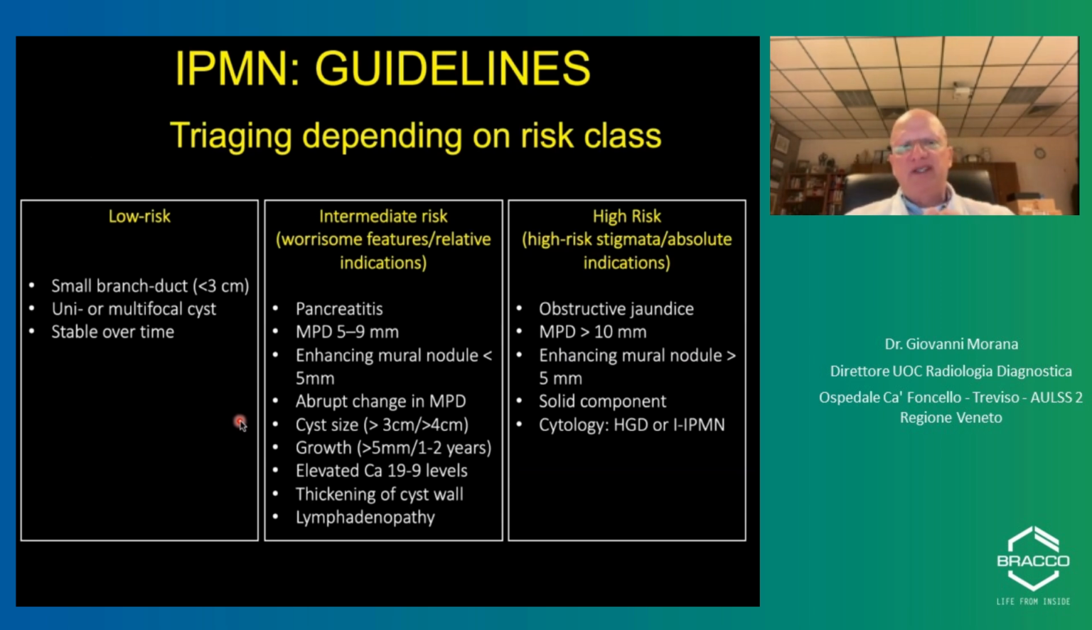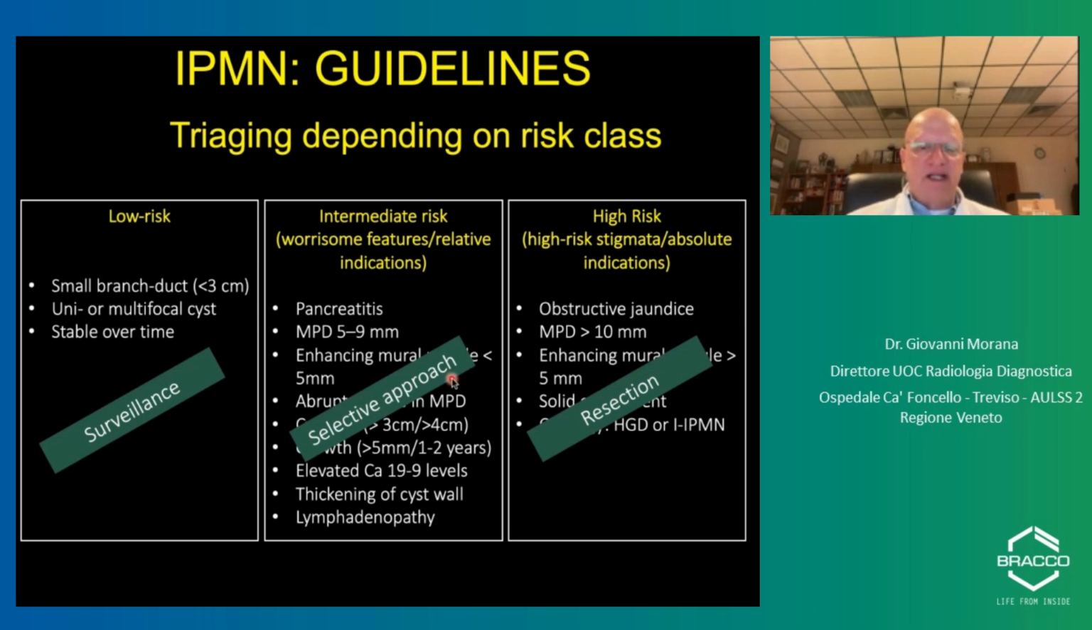How can we manage this patient? There are many guidelines, but all of them try to triage depending on risk class. So we have low risk, intermediate risk, that means worrisome features, or high risk, that means high-risk stigmata. Worrisome features are a relative indication for surgery, high-risk stigmata are an absolute indication for surgery.